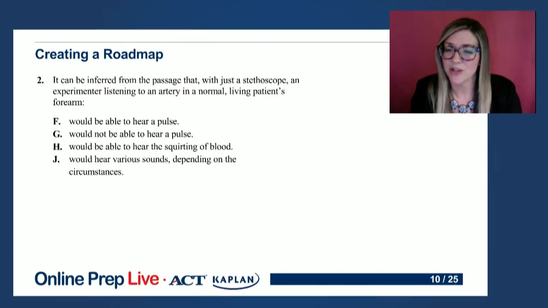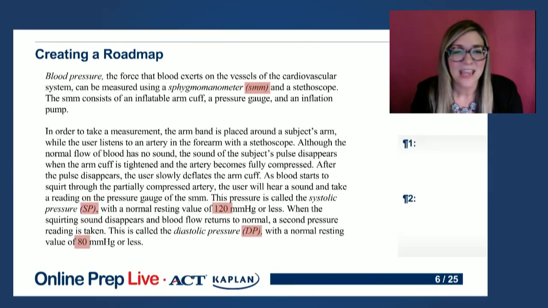Is that what the paragraph mentioned? That's what we got to ask ourselves. Is that what they said to us? Did they say that we would be able to hear this? Yeah, if we go back, which I'm going to go ahead and do right now, we're going to hop back there. If we read through this, it talks about the fact that although the normal flow of blood has no sound, the sound of the subject's pulse disappears when the arm cuff is tightened.